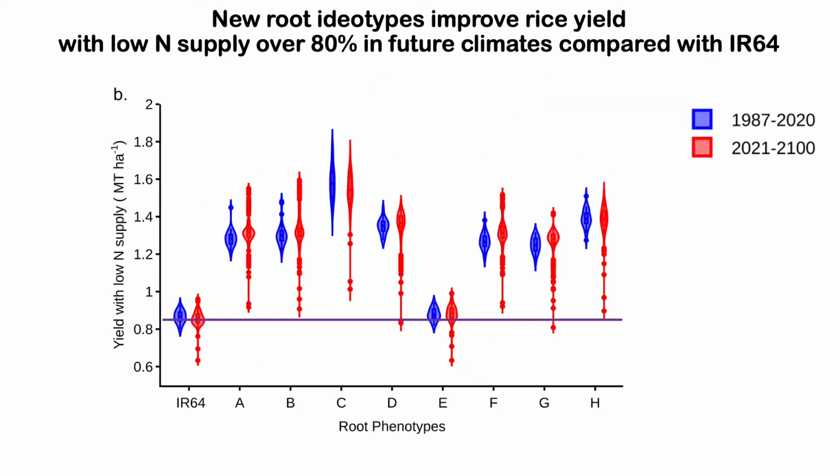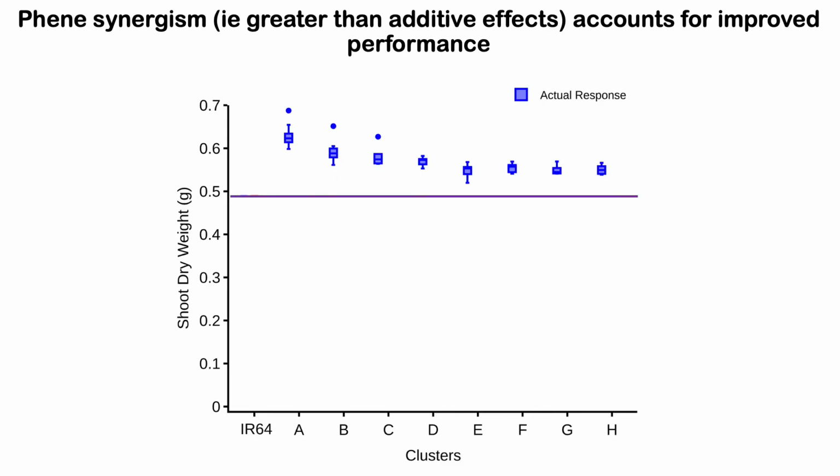Here we see projected yield of these phenotypes under low nitrogen over the past 33 years and projected next 80 years of weather. This is IR64, and this is the performance of the better phenotypes. Some phenotypes had substantially greater yield than IR64, over 80% increase. Interestingly, the better performance of these phenotypes was due to phene synergism.